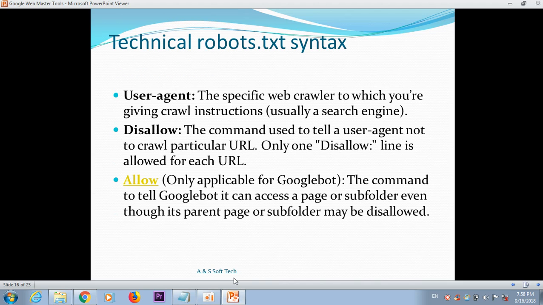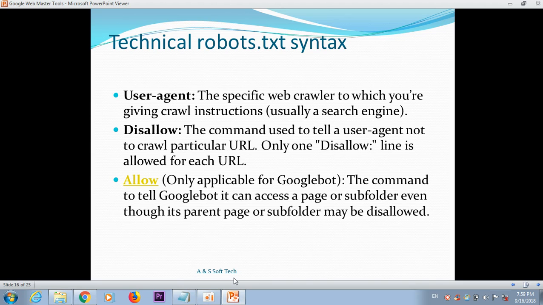These are the technical terms you have to know before going to the robot.txt file. The major terms are user agent, disallow, and allow. User agent is the agent of the user, such as a search engine, web crawler, Google, MSN, DuckDuckGo, whichever search engine you want to block. Disallow is the command you use to tell the user agent not to crawl a particular URL.